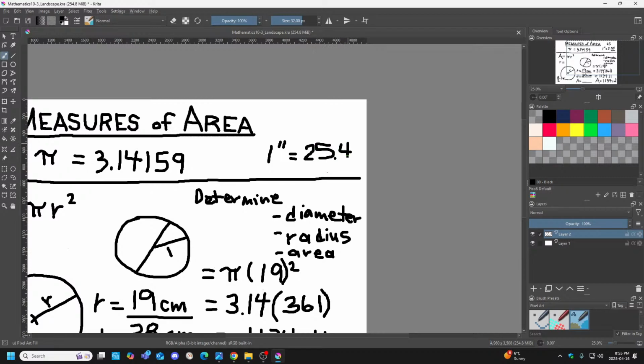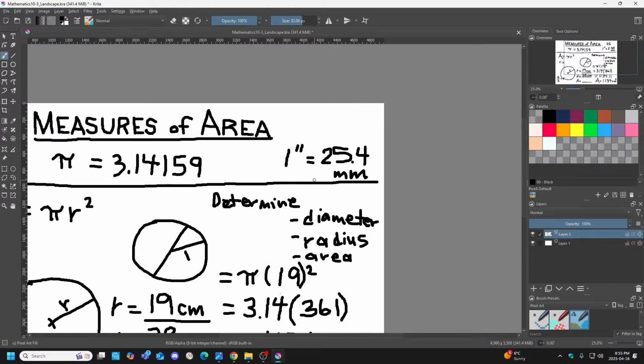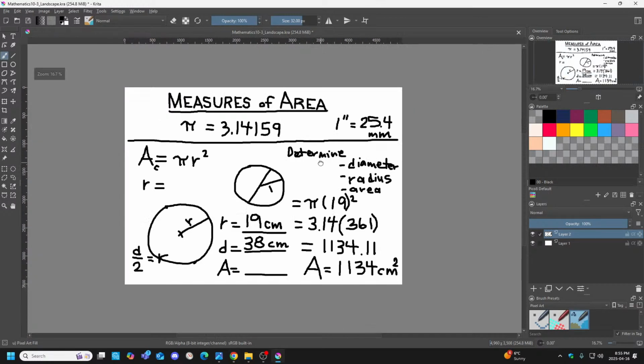25.4, and usually millimeters is used. Okay, so let me just go like this. mm, yeah, 25.4. Okay, that's the magic number, just to give you an idea.